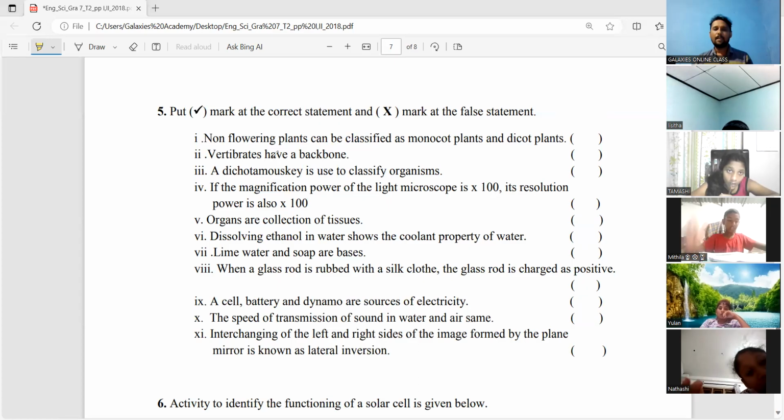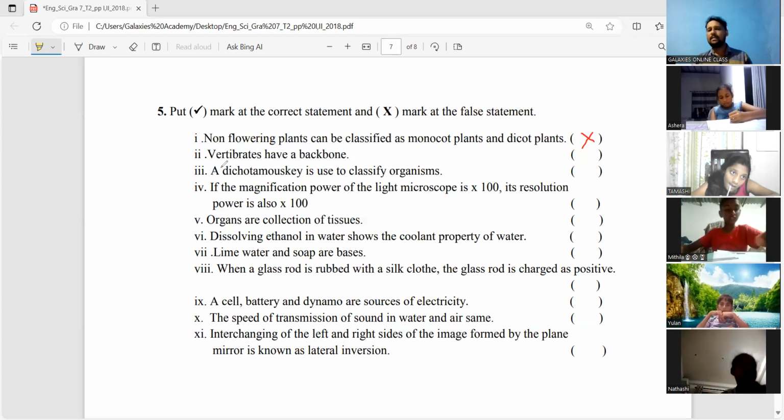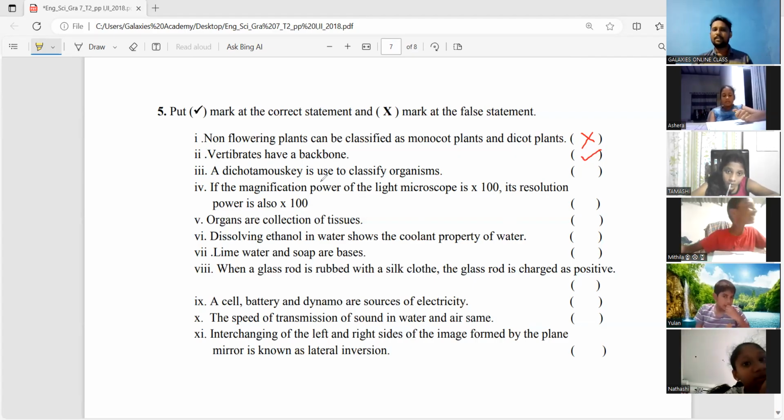Question number 5 එක. You have to mark true false. The first one, non-flowering plants can be classified as monocot plants and dicot plants. Is it correct or incorrect? Wrong. Non-flowering plants we can't classify like this, no? Right. Second part, vertebrates have a backbone. Is it correct? Yes, correct. A dichotomous key is used to classify organisms. Is it correct or incorrect? Correct.